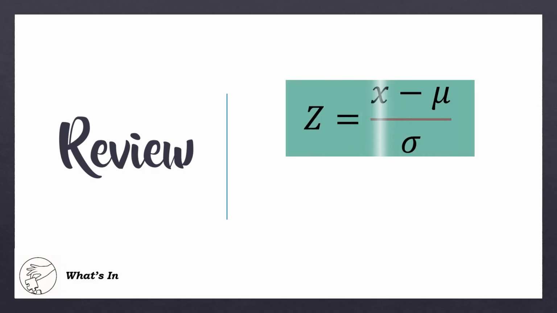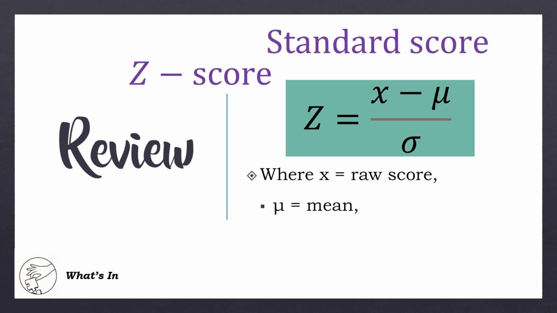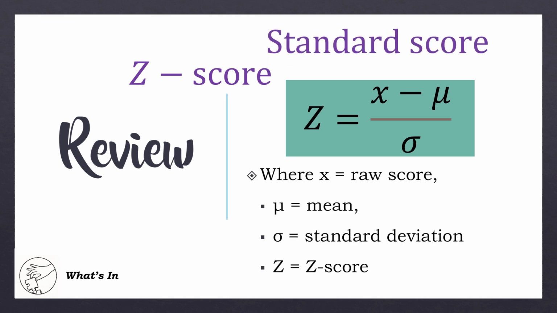Are you familiar with this formula? Yes, this is the z-score or standard score formula. That is z equals x minus mu divided by sigma, wherein x is equal to the raw score, mu is the mean, sigma is the standard deviation, and z is the z-score.